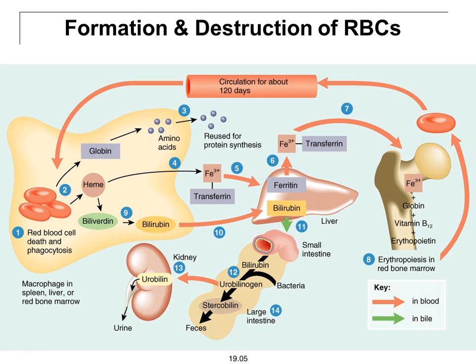So what are the ways through which this urobilinogen will be removed from the body? One, some of this urobilinogen will enter the kidney and will now become urobilin, which will now be released as part of urine. While some of the urobilinogen will enter into the large intestine and they will now become stercobilin that will now be added to our feces.